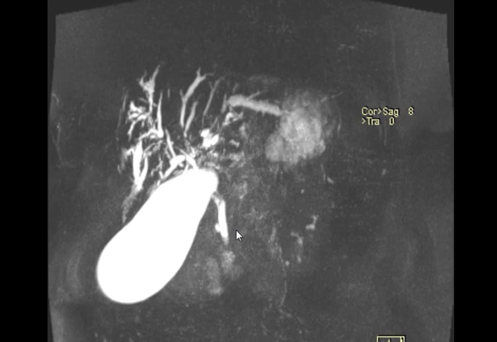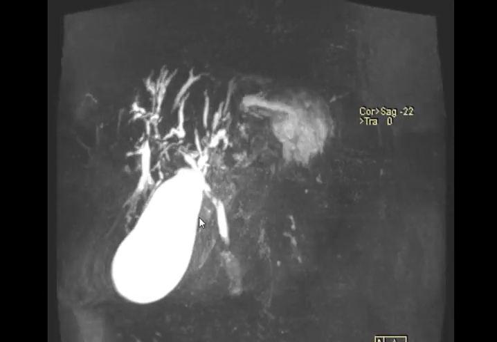And by the way, can anyone tell me what is the usual age of presentation of sclerosing cholangitis? It's usually more than 50 years old. The presentation is after 50 years old, and this was a case of sclerosing cholangitis.